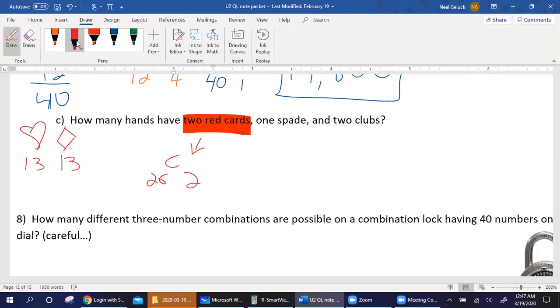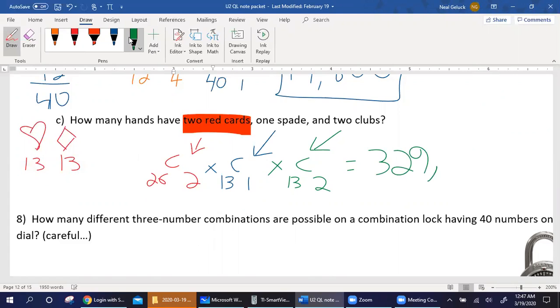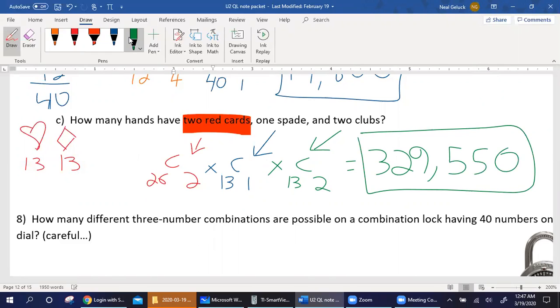1 spade. Spade is not a red card. There are 13 spades. Again, there's 13 of each suit. I'm picking 1 of them. And there are 13 clubs. I'm picking 2 of them. So you would calculate each one of these combinations separately, multiply them together, and you get 329,550. 329,550 ways.